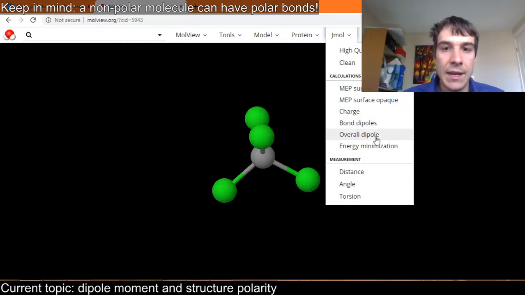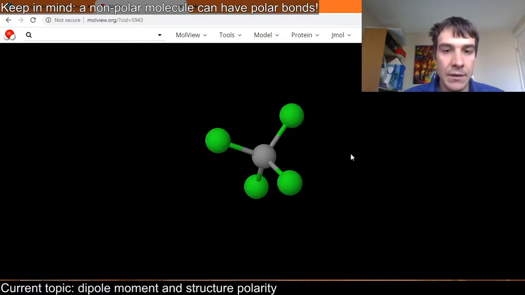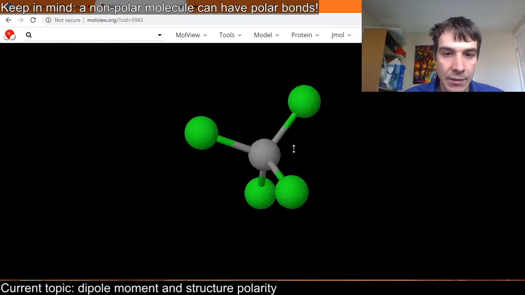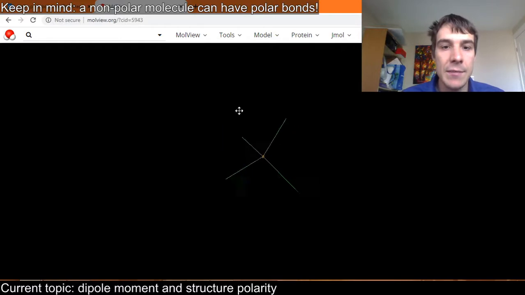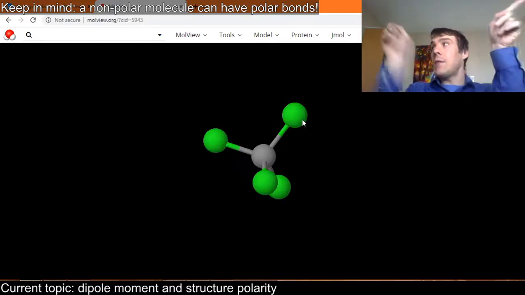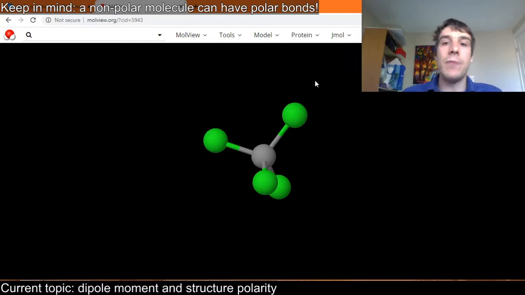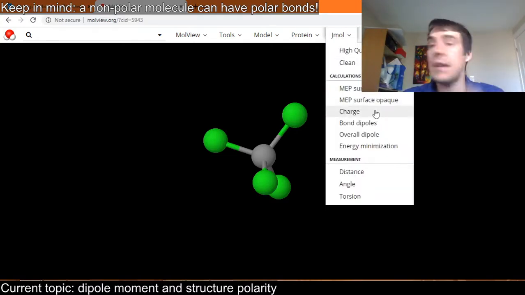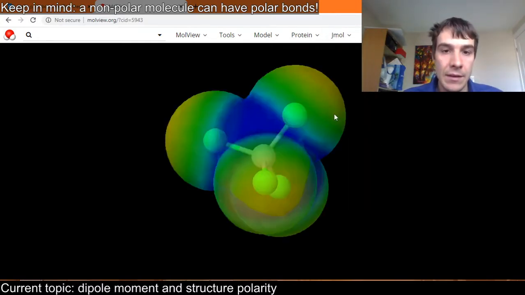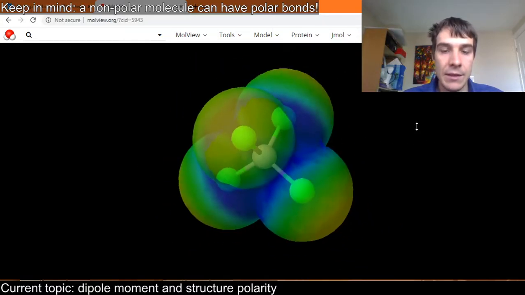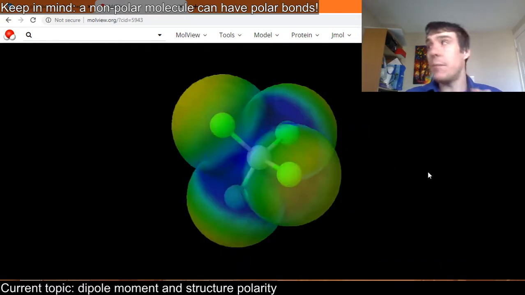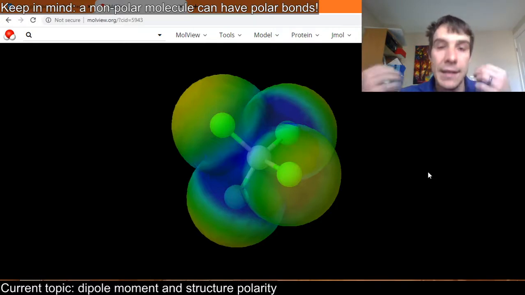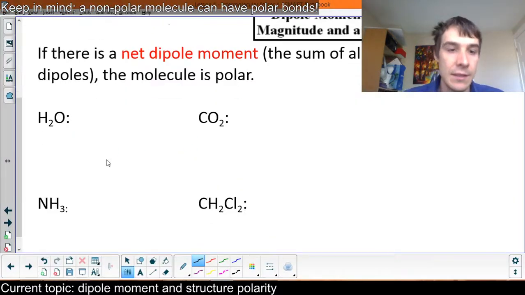But if I hit net dipole, overall dipole, nothing happens. There is no net dipole. That little yellow thing that we had before is actually just in the middle. The reason for that is that this is symmetrical. We've got a pull out, out, out, and out. So there's no preferred area of electron density on the outside of this molecule. And so we say that the molecule overall is non-polar, even though each individual bond is polar. And that's what this is getting to.